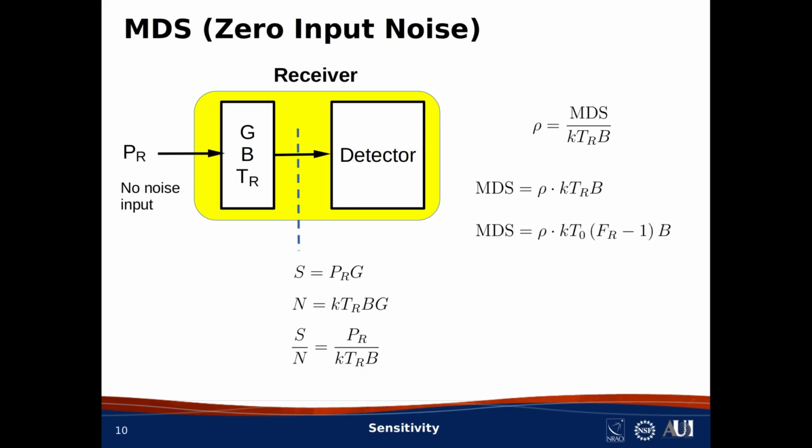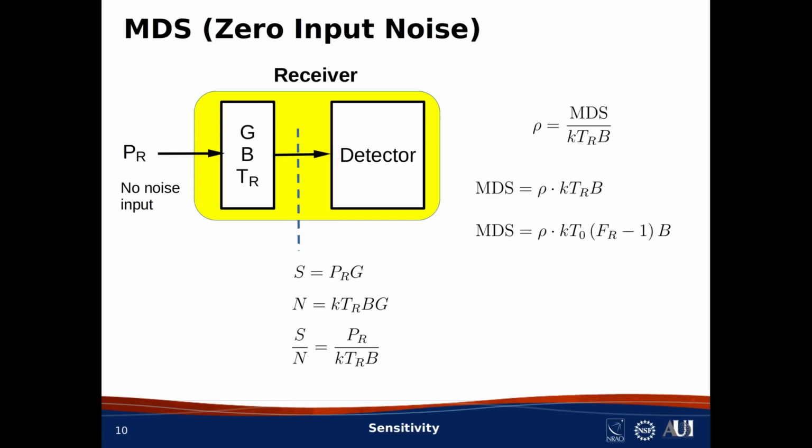Now, sometimes it's more convenient to work in terms of noise figure than noise temperature. For example, you might not know T sub r, but you might know the corresponding noise figure, F sub r, for a specified reference temperature, T sub naught. And in that case, you can simply say that MDS equals rho times K times T sub naught times (F sub r minus 1) times B. Now, of course, F sub r in this equation is in linear units. That is, it's noise factor and not something in dB.